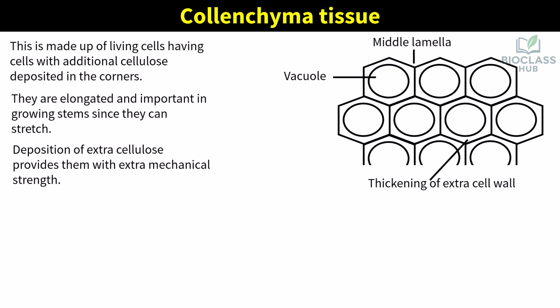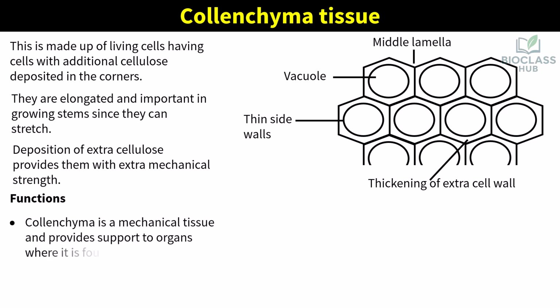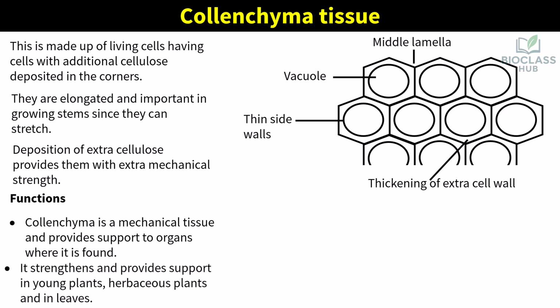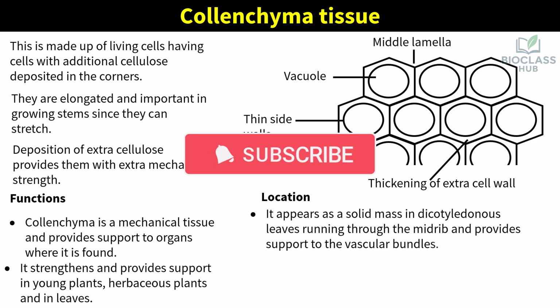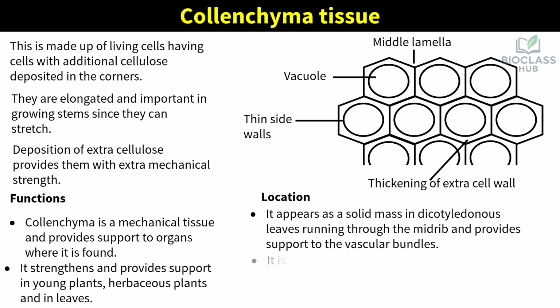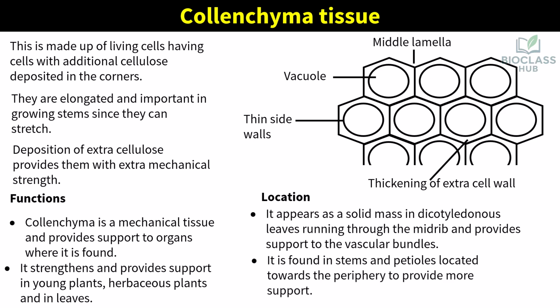Functions. Collenchyma is a mechanical tissue and provides support to organs where it is found. It strengthens and provides support in young plants, herbaceous plants, and leaves. Quick check. If this tissue were damaged, what part of the plant would fail first? Location. It appears as a solid mass in dicotyledonous leaves running through the midrib and provides support to the vascular bundles. It is found in stems and petioles located towards the periphery to provide more support.